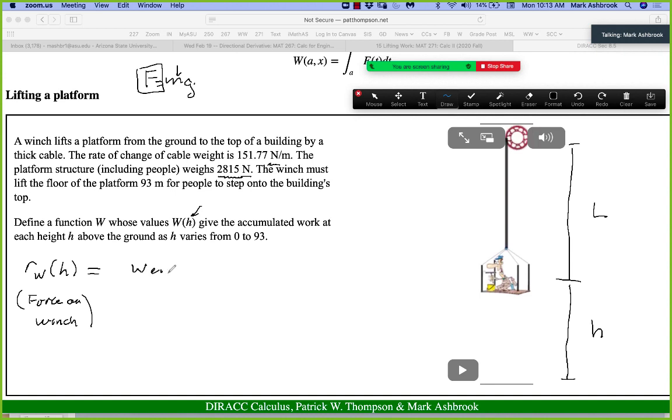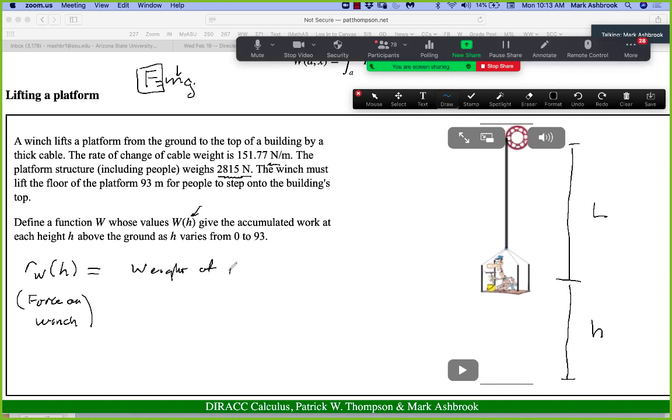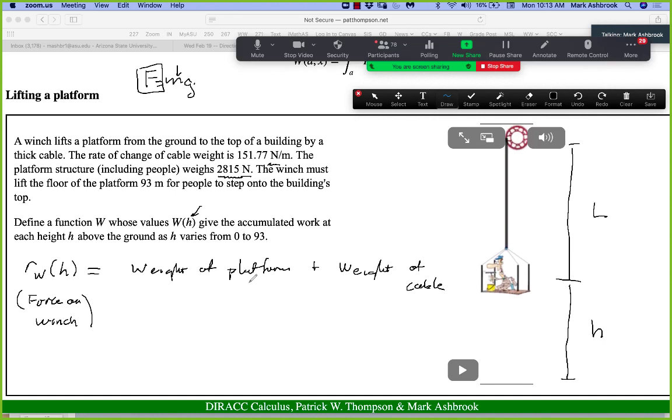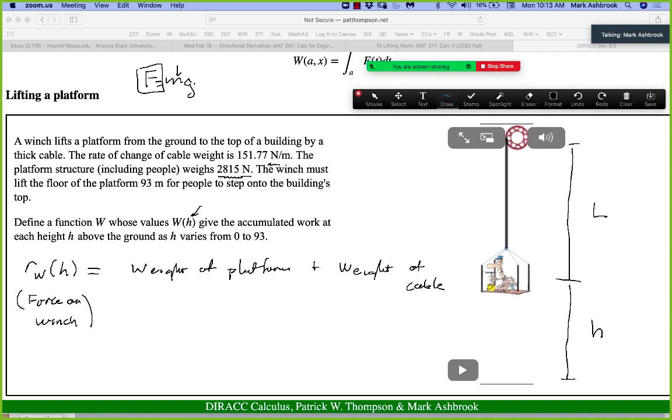Okay, and she's onto something. We're gonna have the weight of the platform with the people. Yeah, with the people. And the weight of the cable. Force on cable. So here's the overall structure of our function. We need the weight of the platform, or the force of the platform and the people, the gravitational force, and then the gravitational force of the cable. All right, so now we got two things to do.